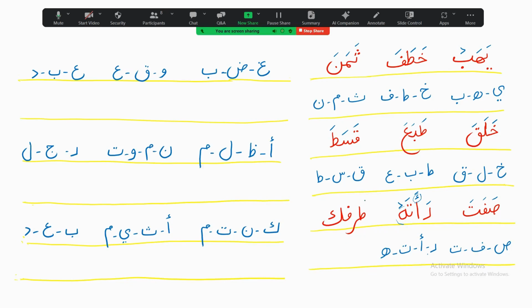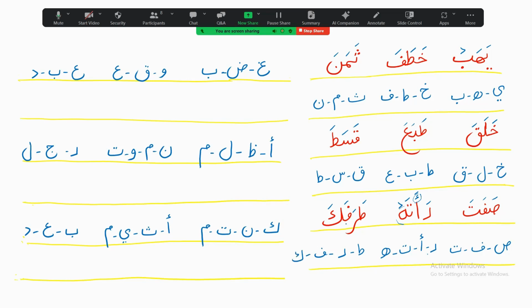The last one here is طرفك. Ta letter, fa letter, ta letter. I missed a letter here, which is the ra letter. طرفك.